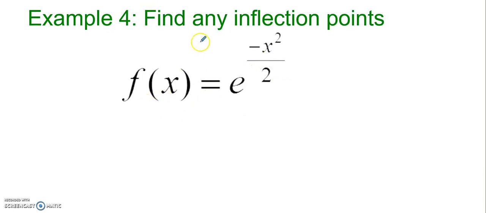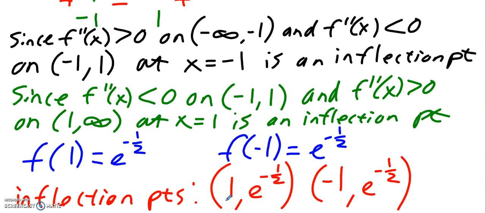Next one, I want you to try and find any inflection points. Yeah, second derivative. Pause the video. Unpause when you're ready to check. All right, here we found 2 points of inflection. One point is at 1 comma e to the negative 1/2. Another point is at negative 1 comma e to the negative 1/2.